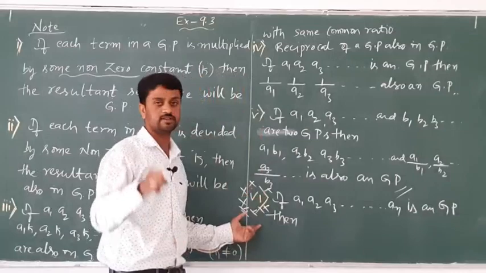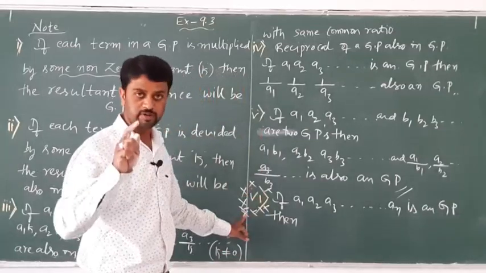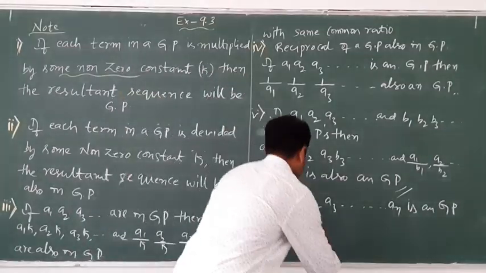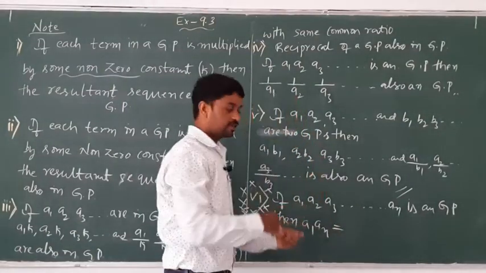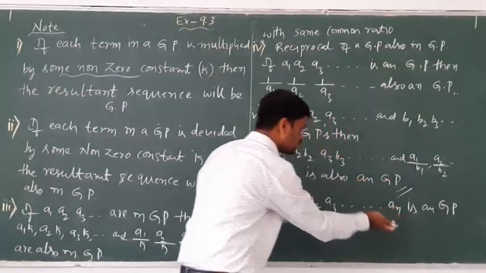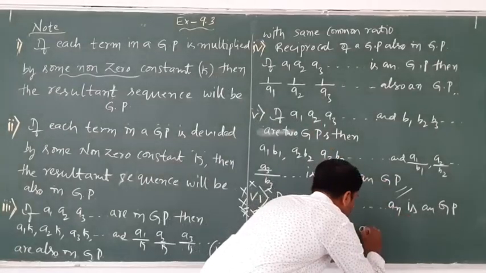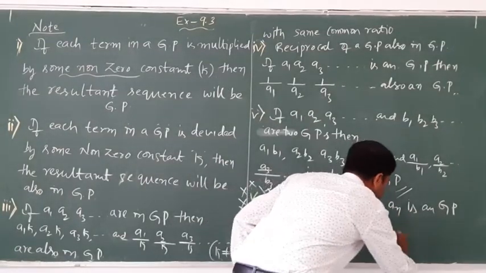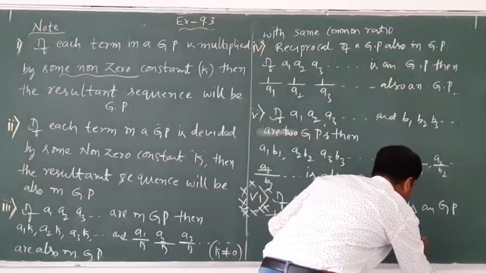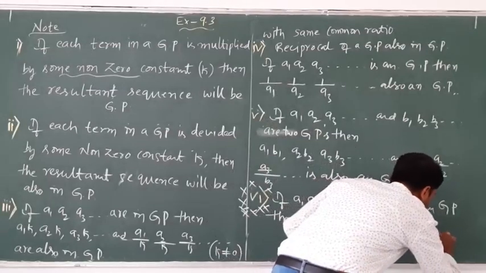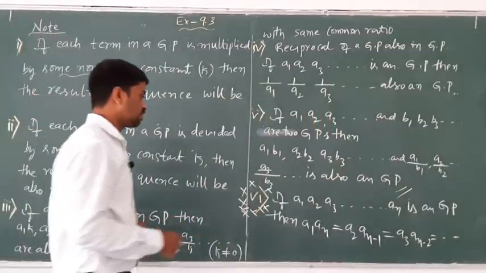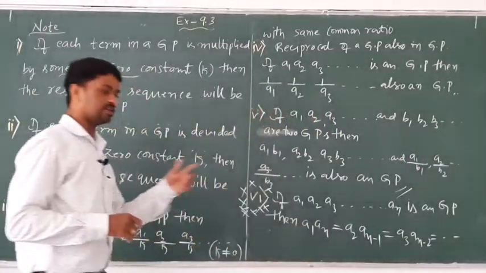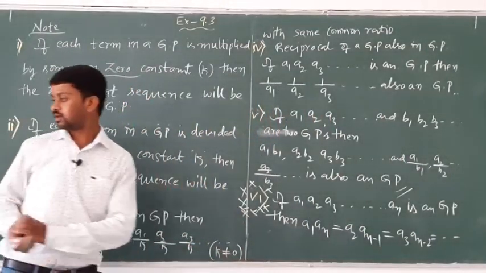So mark many stars in your notebook. Yes, A1 into AN is equal to the last term, then A2 into AN minus 1 is equal to the next, A3 into AN minus 2, up to so on. It's one of the very important points. I will give you an example of this condition also. The next one.